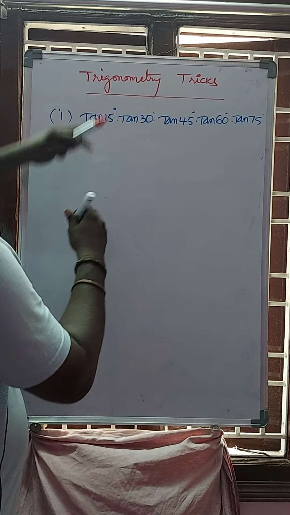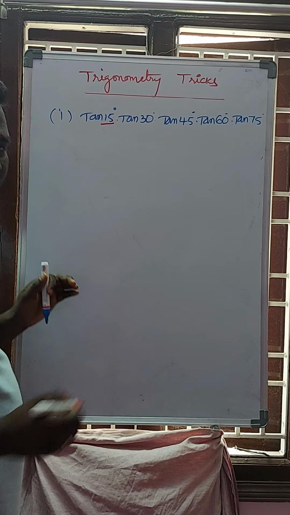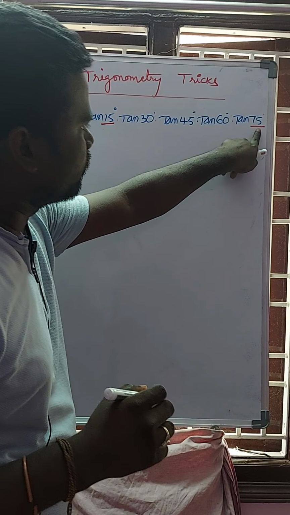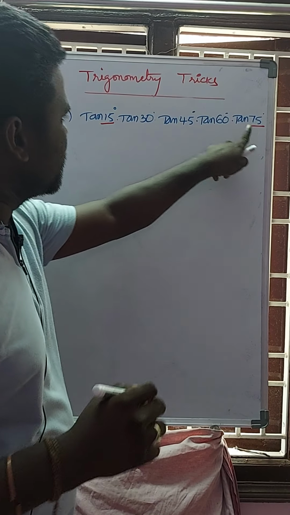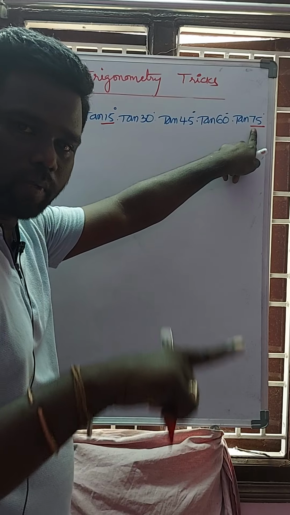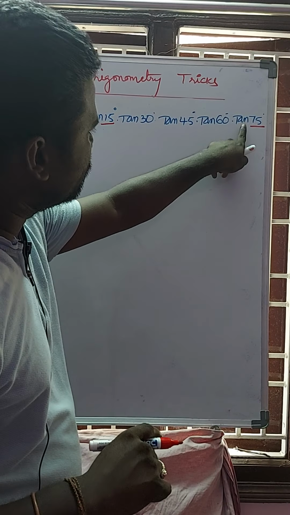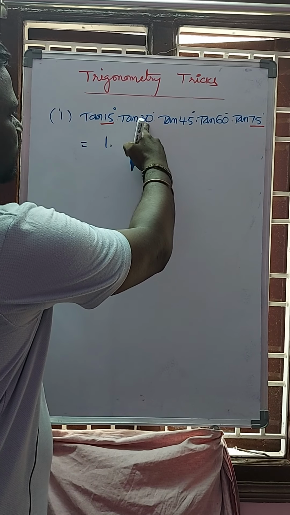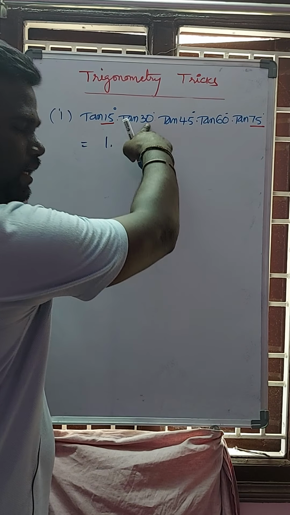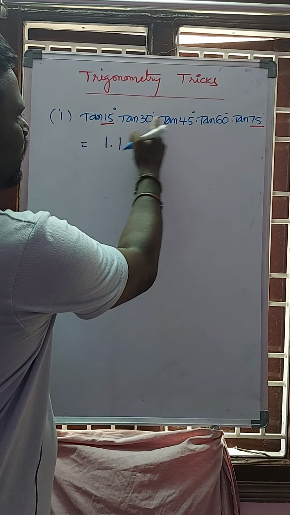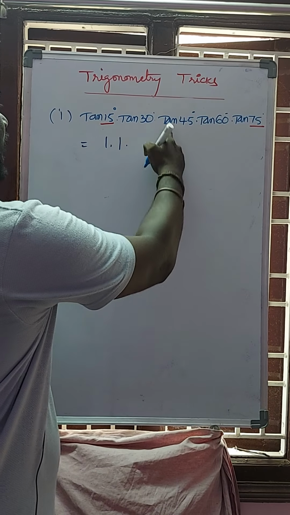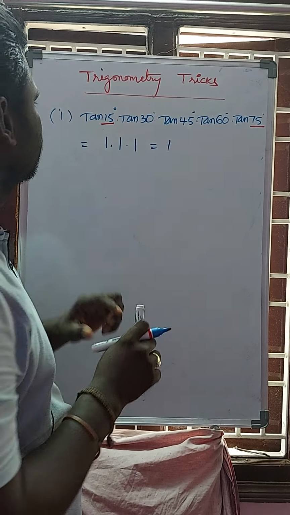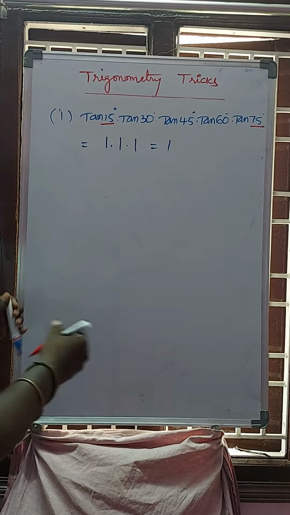Now see the first one, tan 15 degrees and tan 75 degrees. See, 15 plus 75 is 90. So A plus B equal to 90, so those angles are said to be complementary angles. So tan 15 into tan 75 is what? 1. And again tan 30, tan 60, 60 plus 30 is 90. So here also tan A into tan B is 1, into tan 45 is also equal to 1. So what is this? 1. Very simple. Now we will move on to the second question.